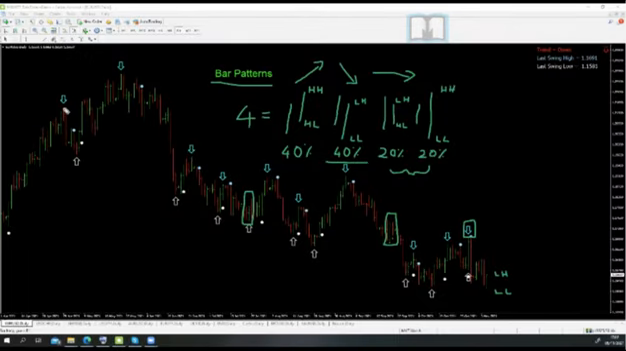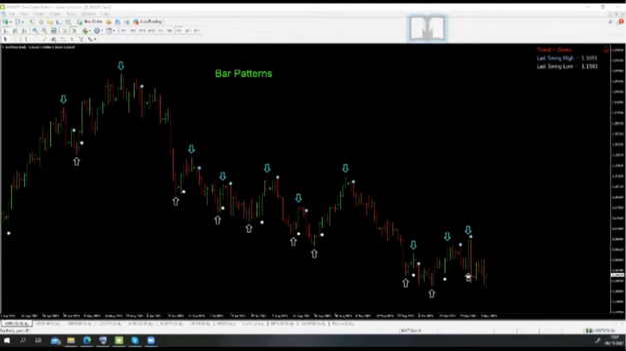Now we'll move on to the market watch. So let me just clear the charts from here. Okay, let's have a look and see where the market's going this week.